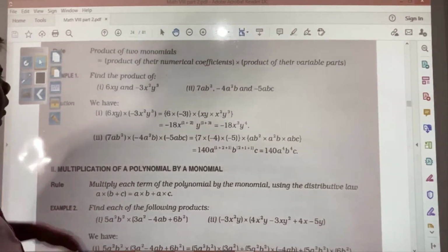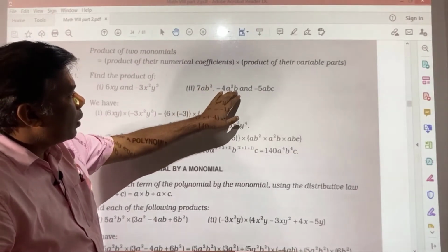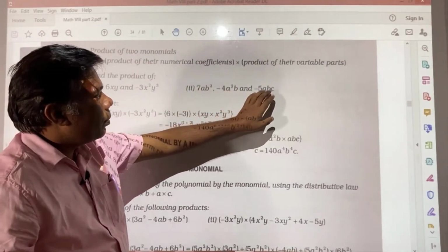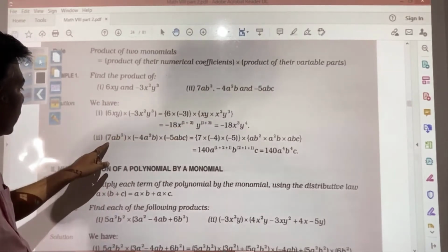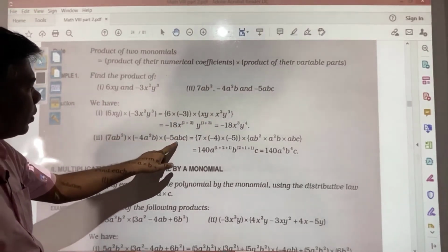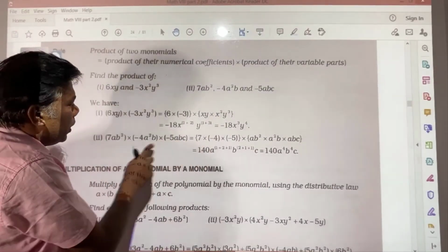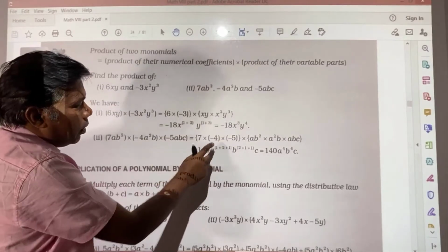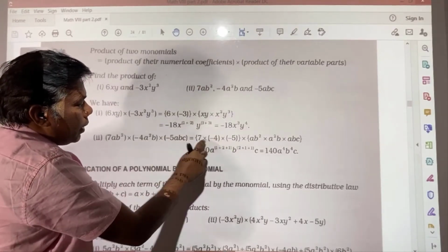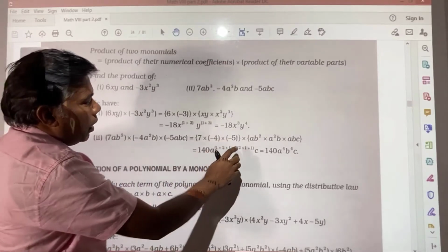Here you see, now 7ab square minus 4a square b and minus 5abc. 7ab square into minus 4a square b into minus 5abc will be equal to 7 into minus 4 into minus 5. So 5 4 is 20, 20 7 is 140, minus into minus plus.